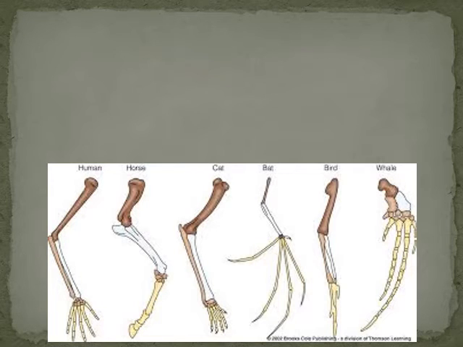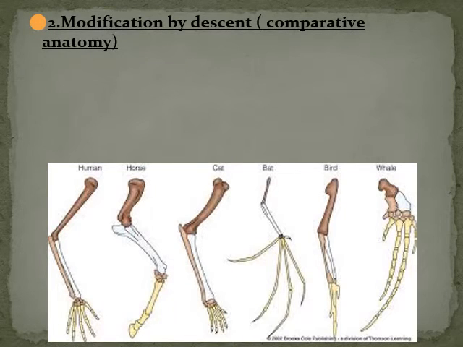Right, matrix, we are now going to pick up where we left off from our previous video, looking at the different bodies of evidence that are used to support evolution. And we are currently on page 269, and we're going to start looking at the second piece of information, which is our modification by descent. It's also known as comparative anatomy.